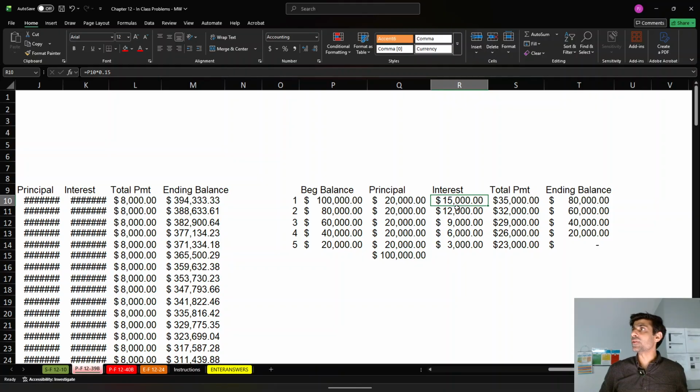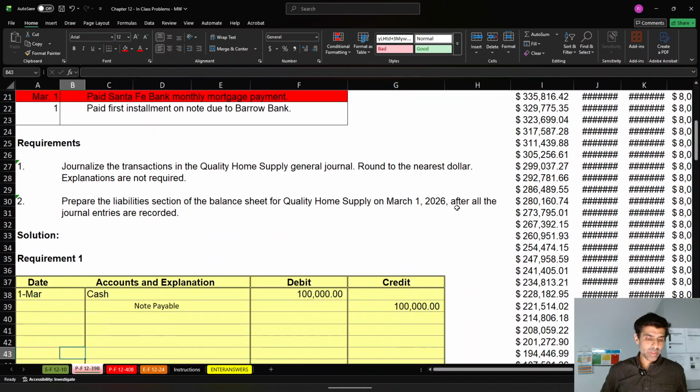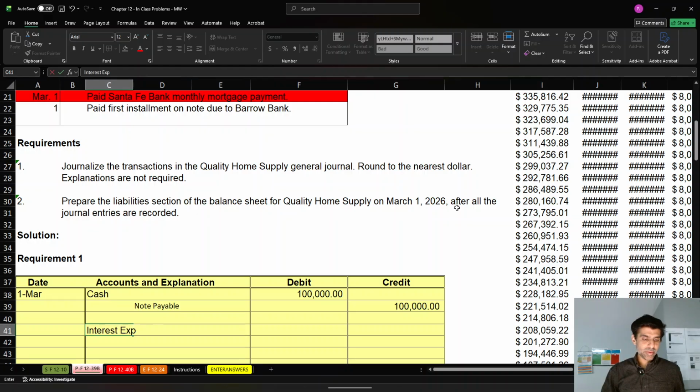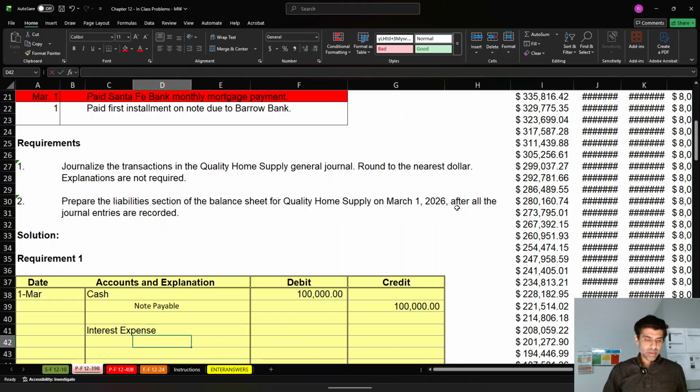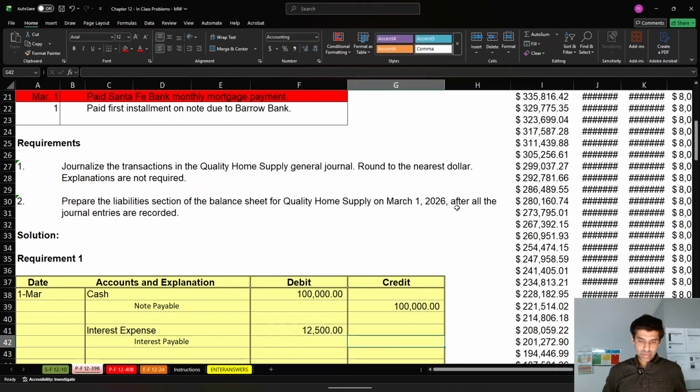So if I wanted to just accrue 10 months of that, what I would do is I would have interest expense, debit, and what should I do here? Interest payable. Good. And you can just do 15,000 times 10 divided by 12. Okay, so hopefully you all got that.